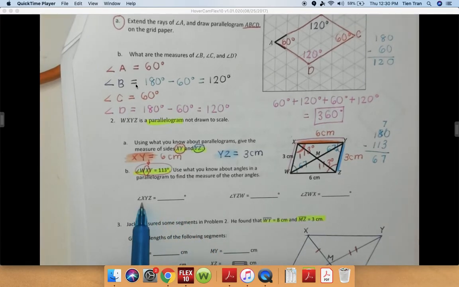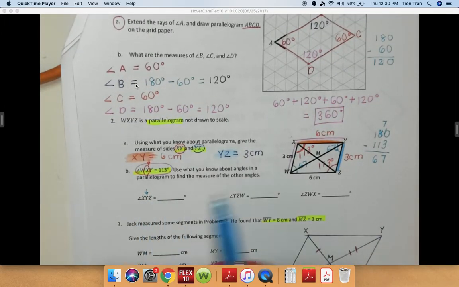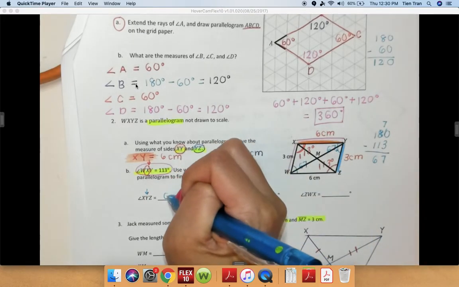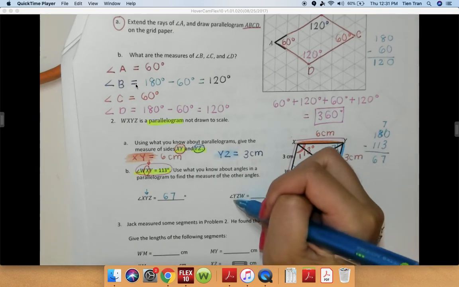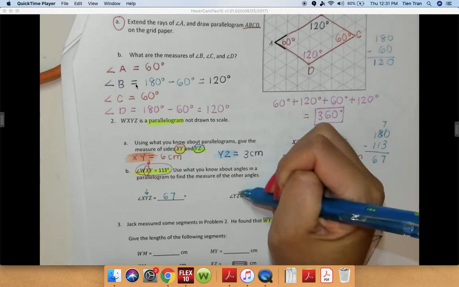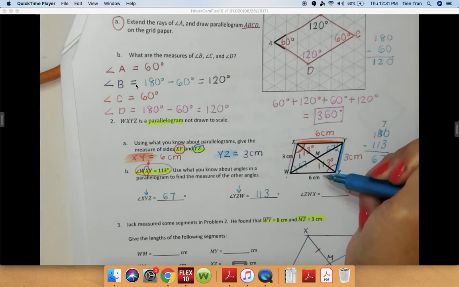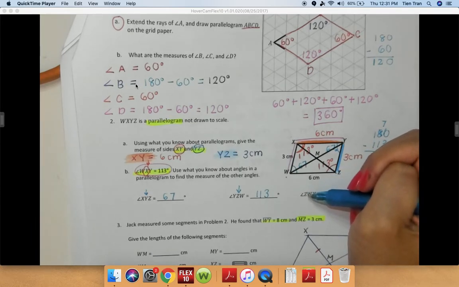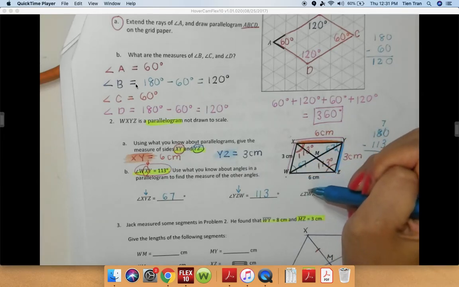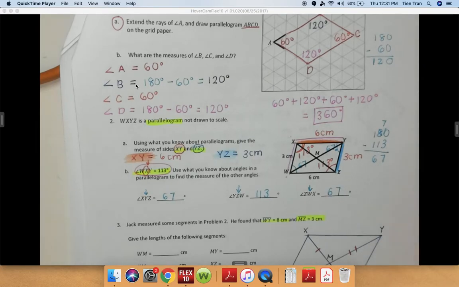Knowing that, I'm going to look at these numbers here. A trick I like to use is I know that the middle letter is always the angle. So this one says angle XYZ. Angle Y is going to be 67 degrees. Next one, YZW. The middle one is the angle, so it's 113 degrees. Next one, I have angle ZWX. The middle letter is W. That's the angle I'm looking for, 67 degrees.